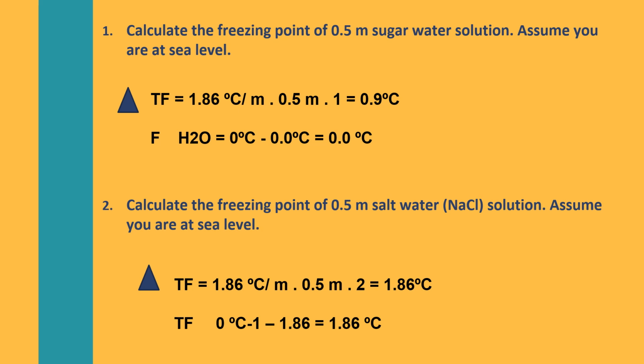So this is just the change in the freezing point. We know the freezing point of water is 0 degrees Celsius. Now we subtract, because depression means to lower. So we subtract the 0.9 from 0, and the freezing point of the solution is going to be negative 0.9 degrees Celsius. Okay, so let's take a look at another example.